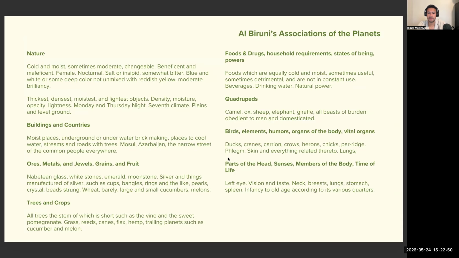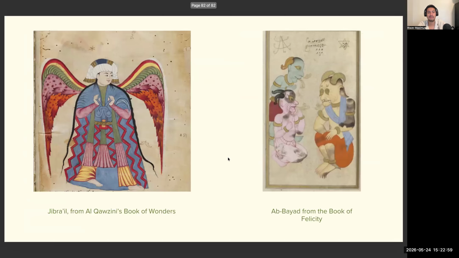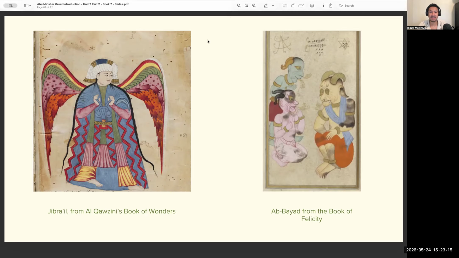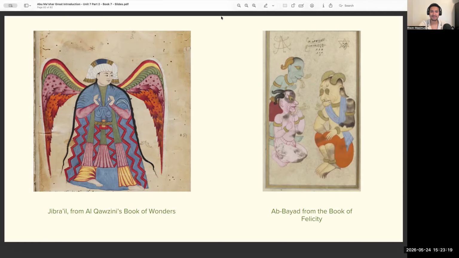Some more indications of the moon here. Nitty-gritty things. And then the angels and the jinn. So we have Jibrail as the angel of the moon, and Abyad, who is the jinn of the moon, the jinn king of the moon from the Book of Felicity here. And so, yeah, that is officially our class today.